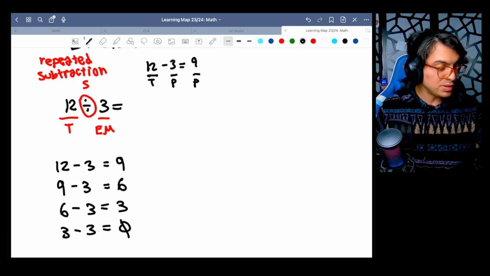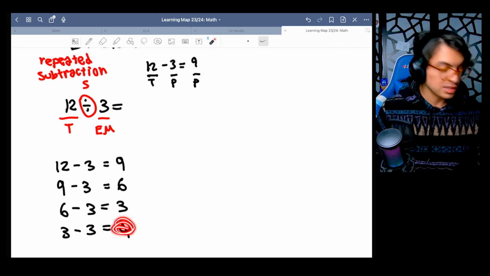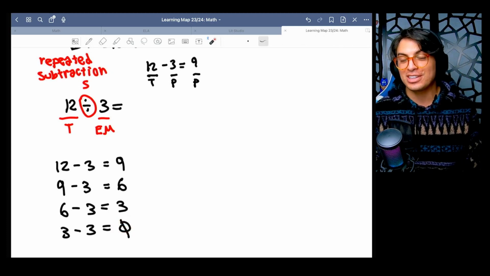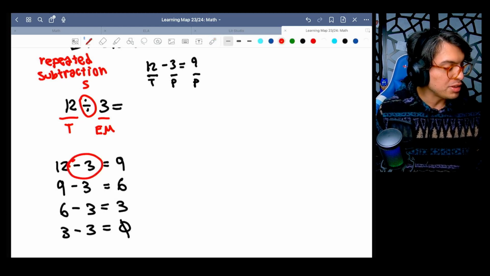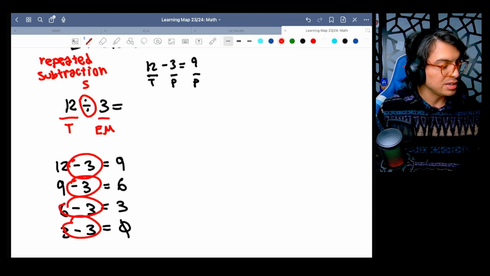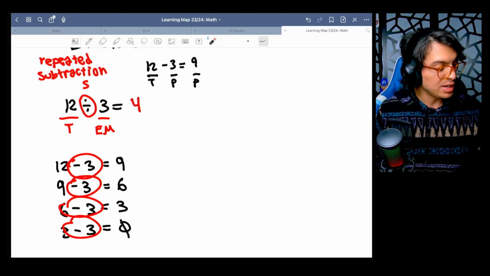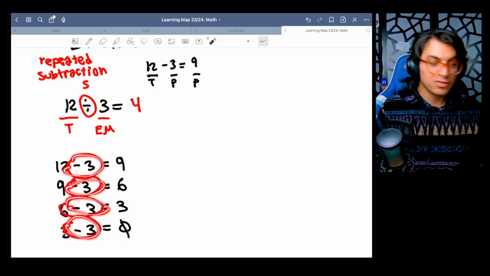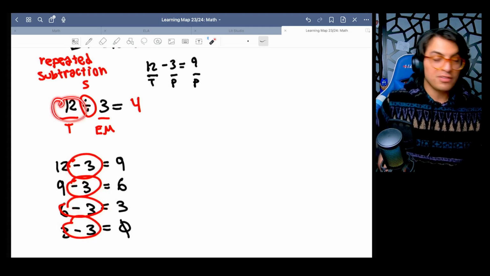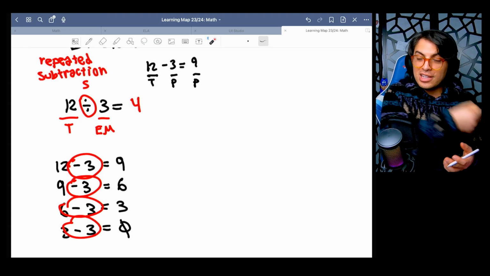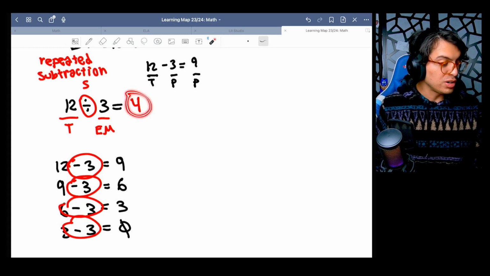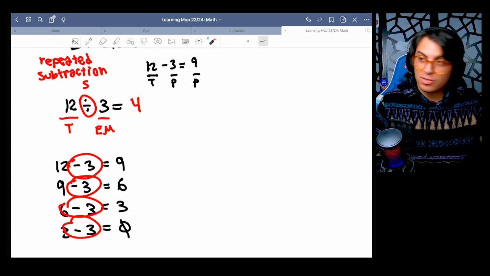But our goal wasn't to subtract everything so that we could see we had nothing. Our answer isn't 0. What we were seeing is how many times we can take out the equal measure of 3. And we could do that 4 times. 1, 2, 3, 4. When I have a total of 12 and I separate it into equal measures of 3, I take out 3, I can do that 4 times. Okay? The answer is 4.